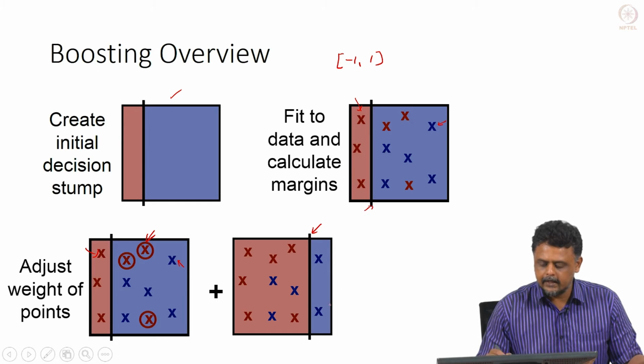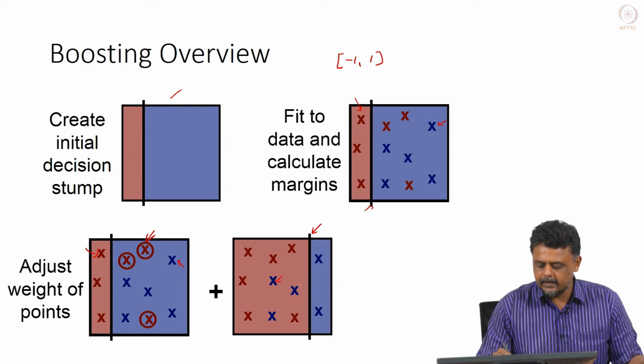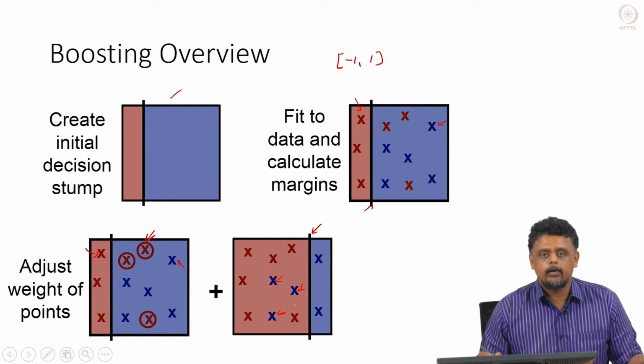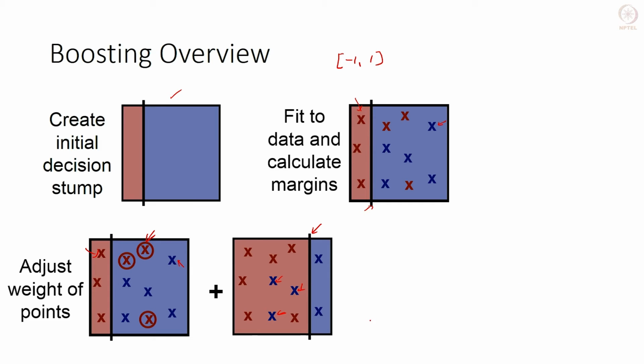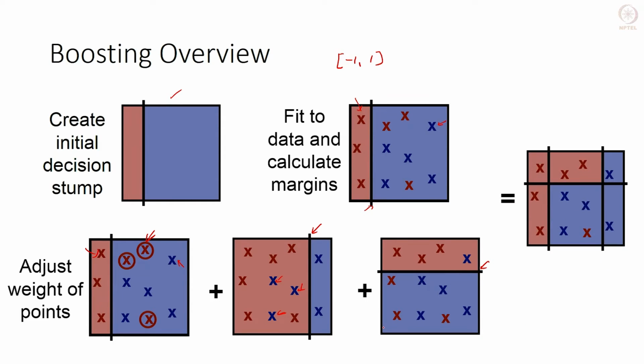In this case, again all the red points have been classified correctly, while there are a few misclassifications for the blue data points. And then one more time we do the reweighting and get a new classification boundary here. So, the output of boosting is basically the sum of all these boundaries of all these classifiers. Each one of these we will call G1(x), G2(x).